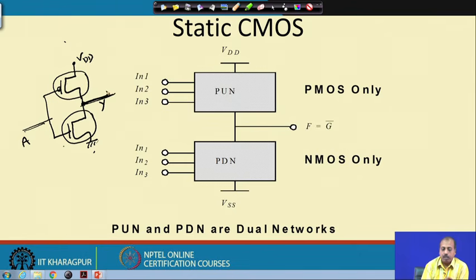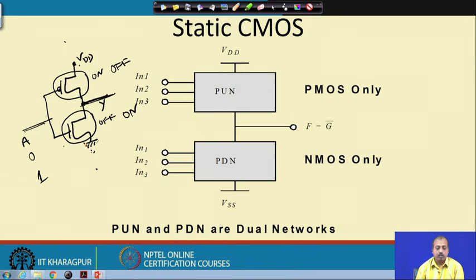Now, how does it operate? In the case of the inverter, when A is equal to 0, this transistor is on and this transistor is off. As a result, if you look into the current flow through the device, there is no current flow from VDD to ground because this transistor is off. Similarly, when A is equal to 1, this transistor is off and this transistor is on. As a result, there is again no current flow path from VDD to ground.